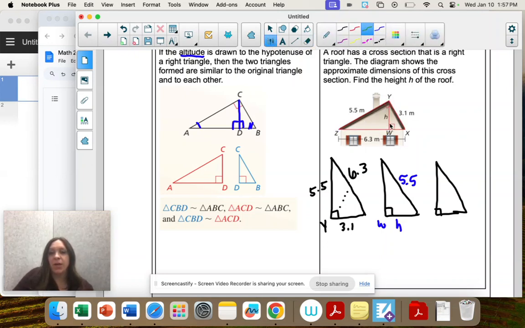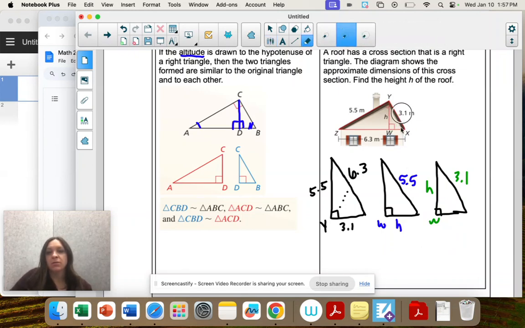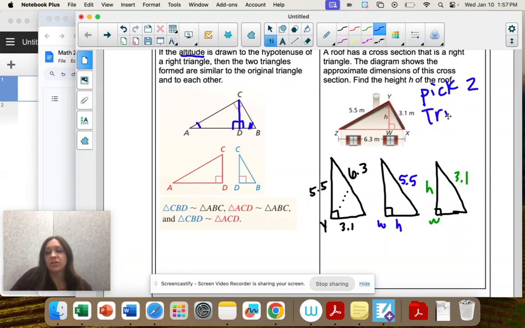Okay, now we go to our baby triangle over here. Right angle's W, the hypotenuse is 3.1. And this time the long leg is H and we don't know the short leg. So I'm going to leave it blank. Okay, the big main idea that I want you to remember, once you have it set up, you pick two triangles to solve.